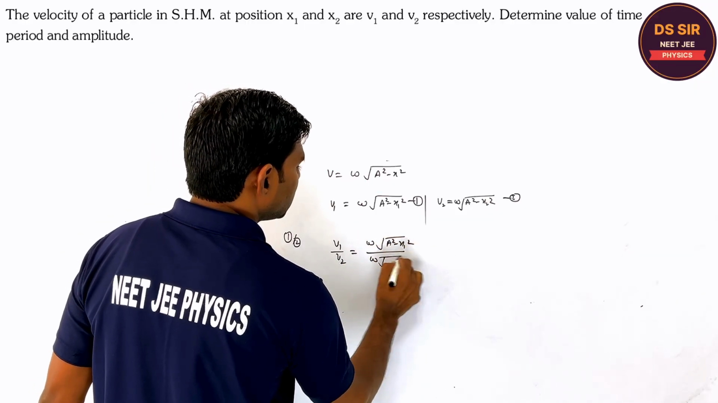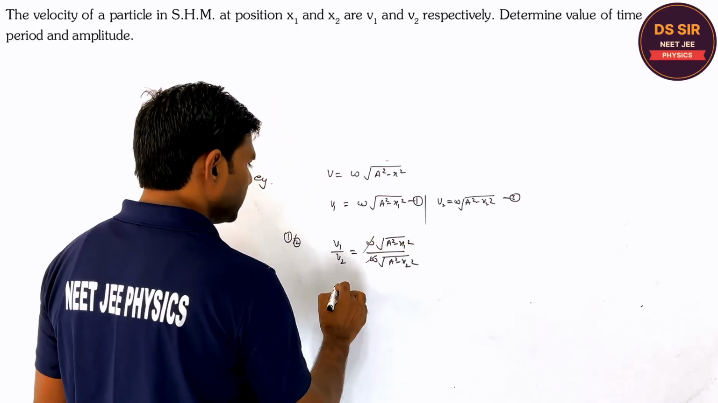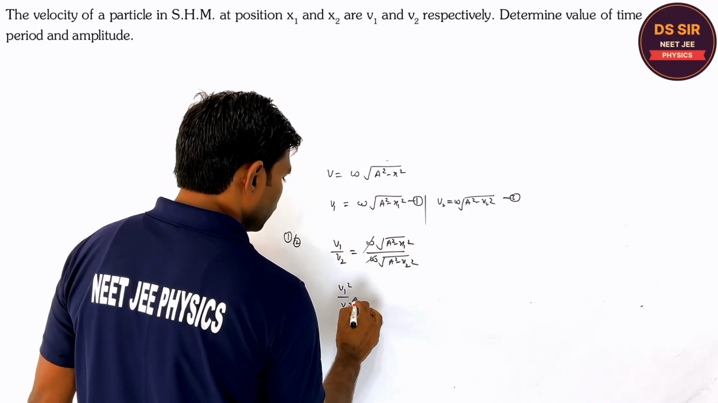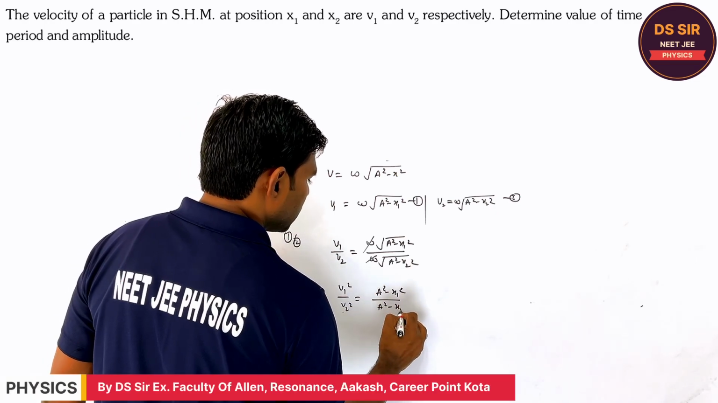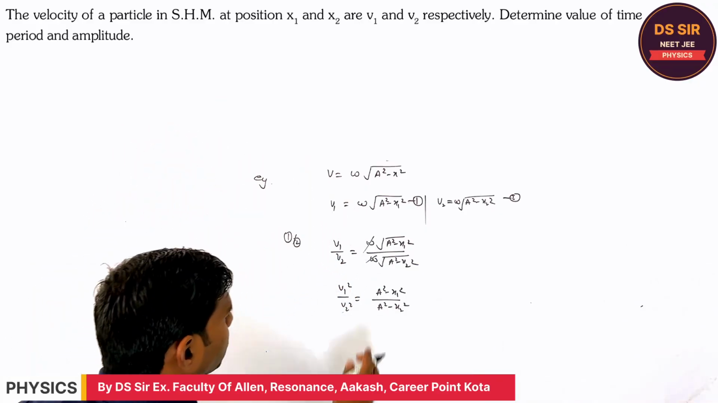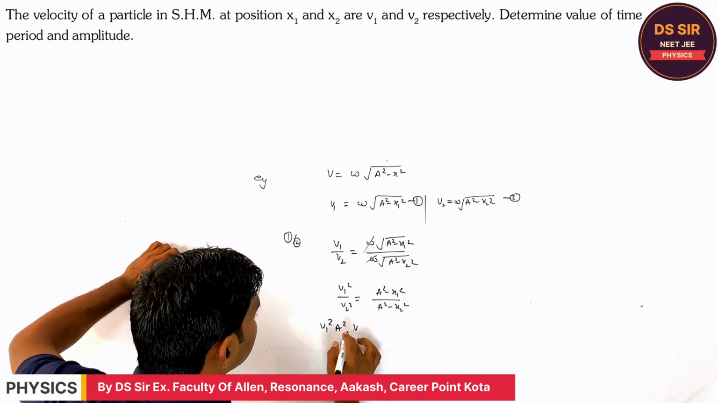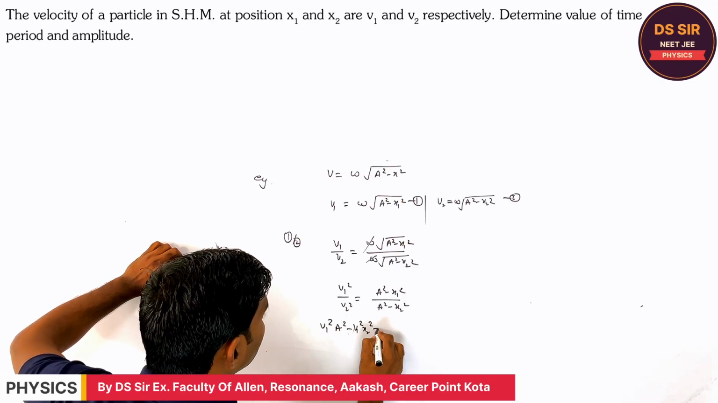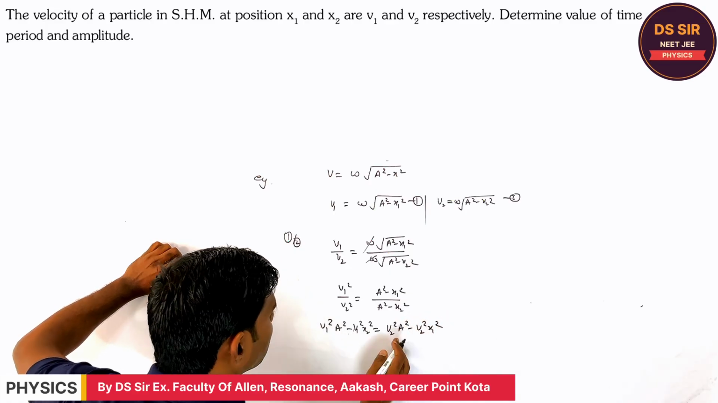Simplify this, right? Omega will cancel out. Make the square on both sides, a square, x2 square. All right, so cross multiply: v1 square a square minus v1 square x2 square equals v2 square a square minus v2 square x1 square.